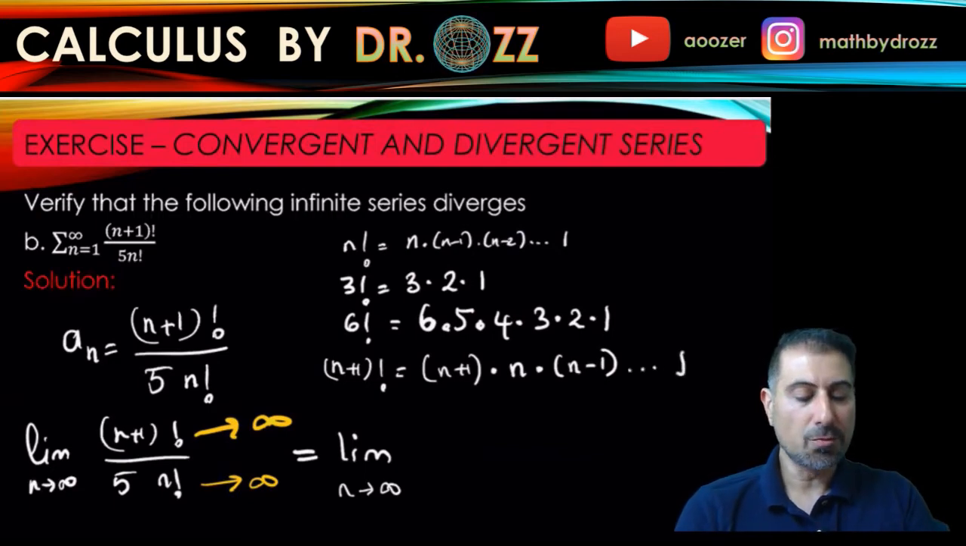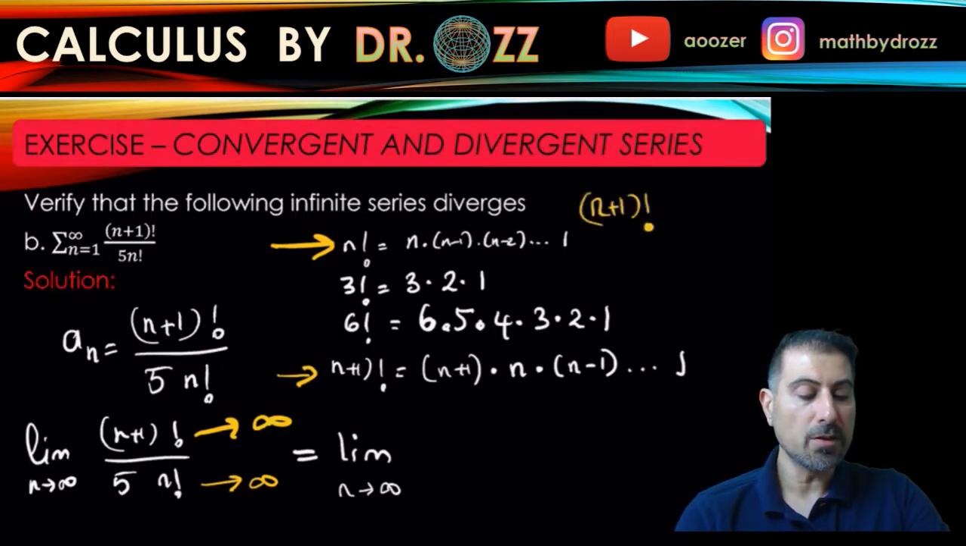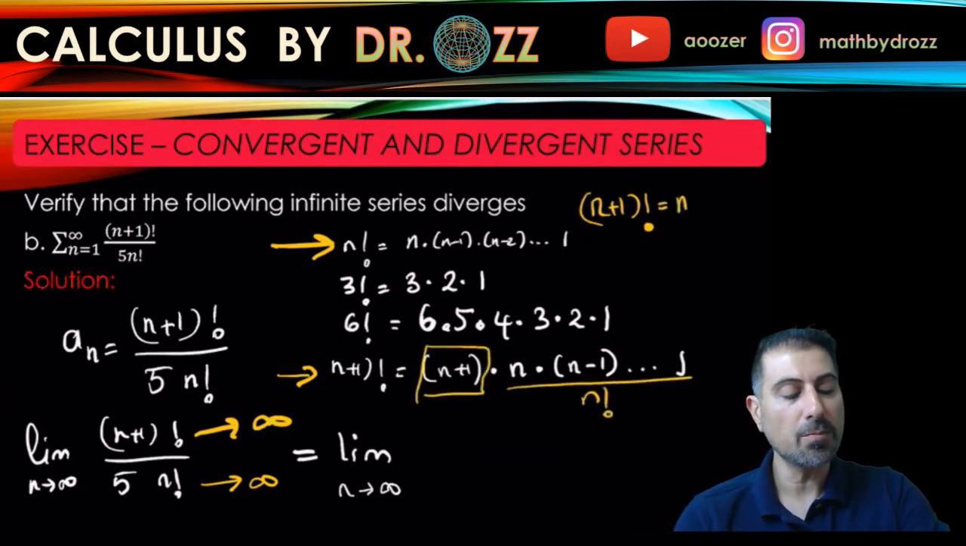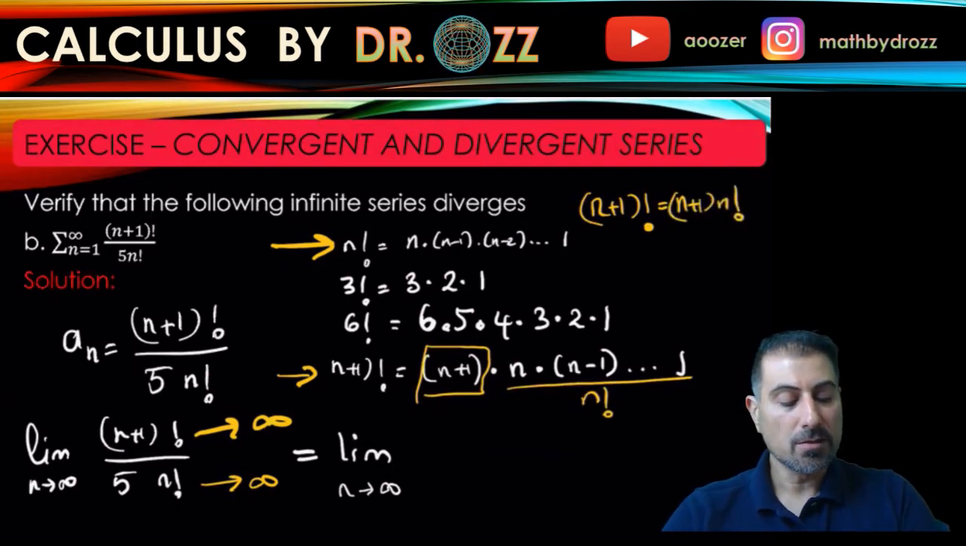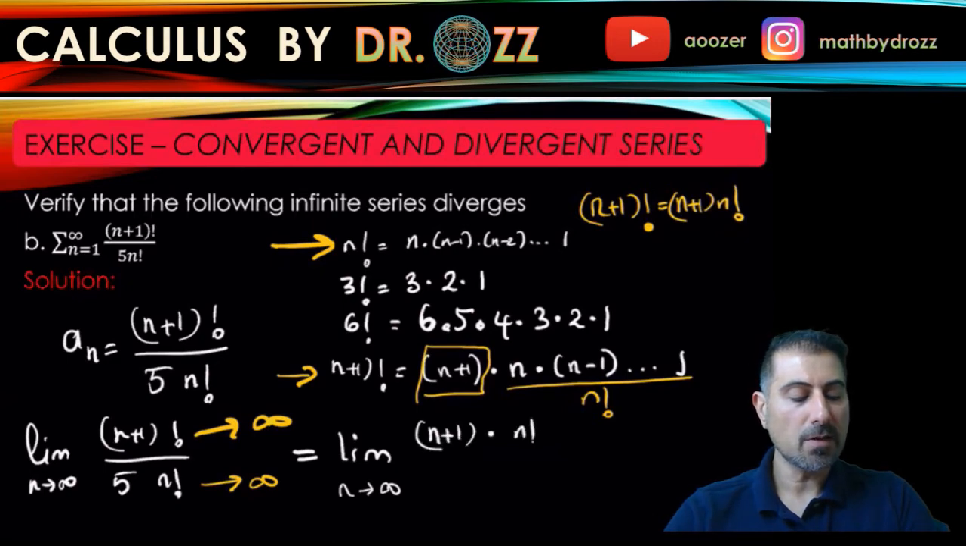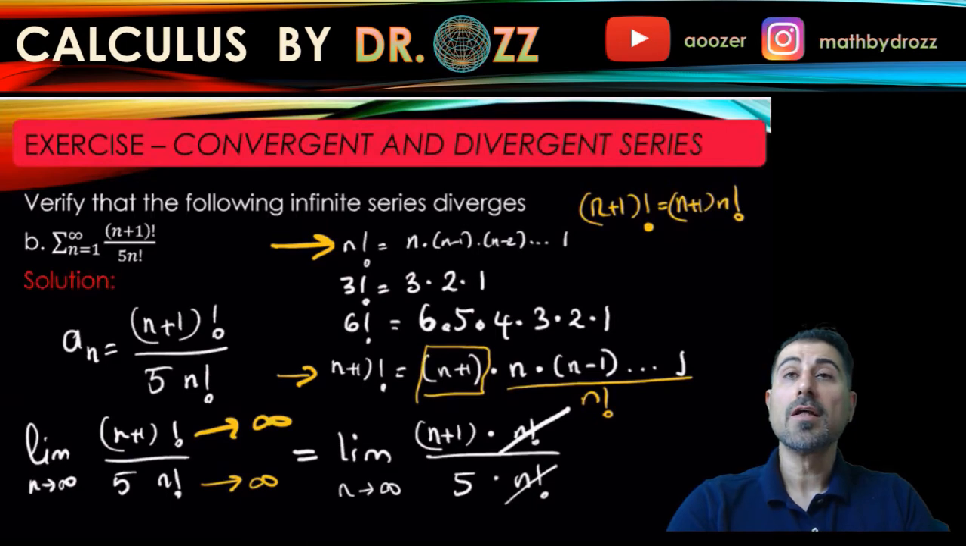So as you see, the relationship between this one and this one is that, let me just write at the top here, n plus 1 factorial has one more factor, but the rest is exactly equal to n factorial. So it's n plus 1 times n factorial. Okay, so I'm going to use this right here. So it's n plus 1 times n factorial, and this is 5 times n factorial, right? So now I can cancel out n factorial, and now I'm left with n plus 1 over 5.